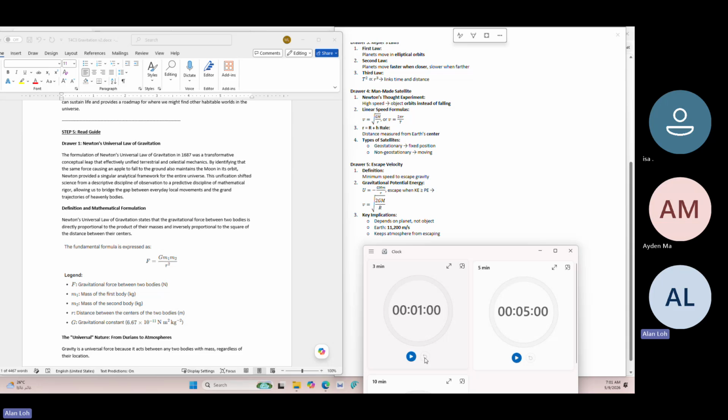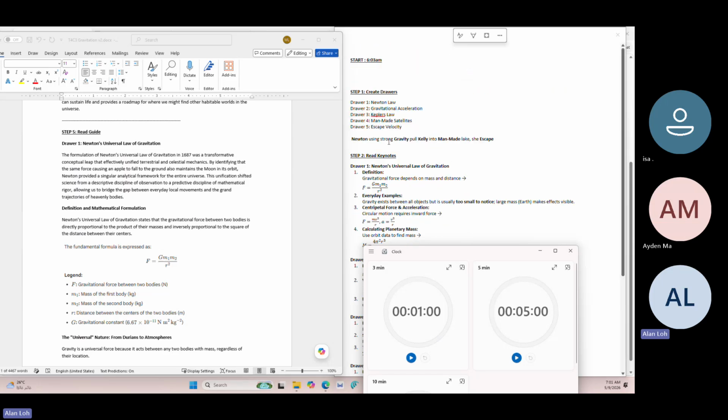So the speed changes. That is Kepler's second law. I hope you are able to open this video. The first part is to tell you the main story. Newton, using strong gravity, pulled Kepler into a mimic lake, and she escaped.